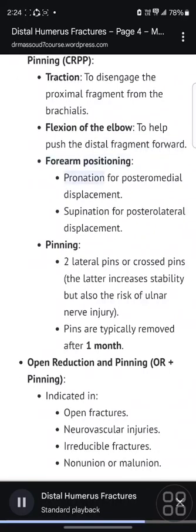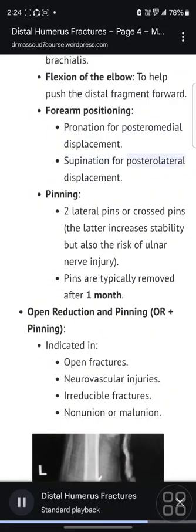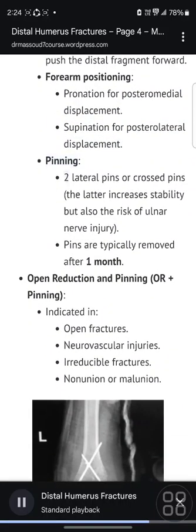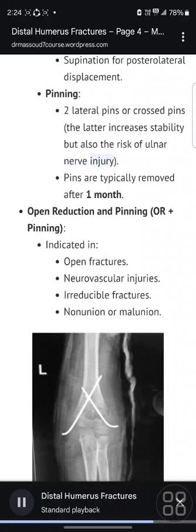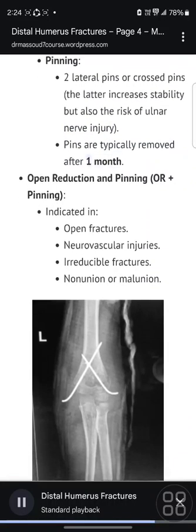Forearm positioning. Pronation for posteromedial displacement. Supination for posterolateral displacement. Pinning. 2 lateral pins or crossed pins. The latter increases stability but also the risk of ulnar nerve injury. Pins are typically removed after 1 month.